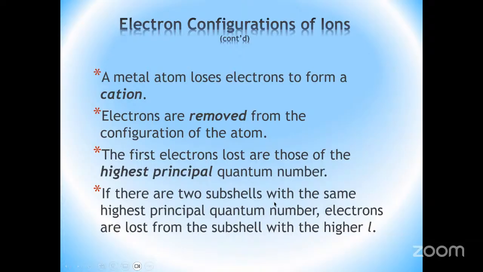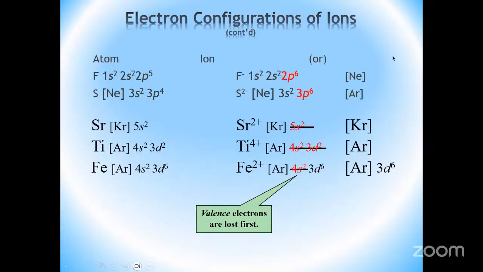And then if you need to, you may need to go to a lower energy subshell, right? So that's why it says here, you start removing electrons from the subshell with the higher l value, right? Remember the l values correspond to the spdf notation: l is equal to 0 for s, l is equal to 1 for p, l is equal to 2 for d, and so on. All right. So just to give you a couple of examples.